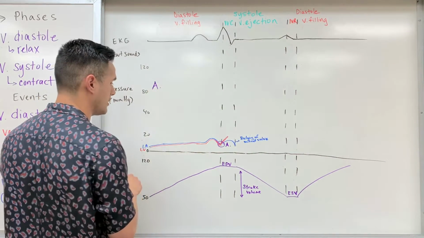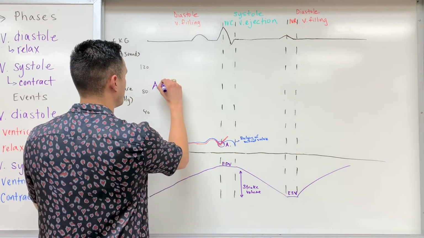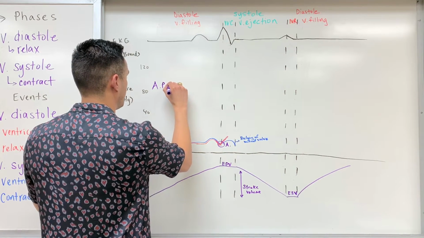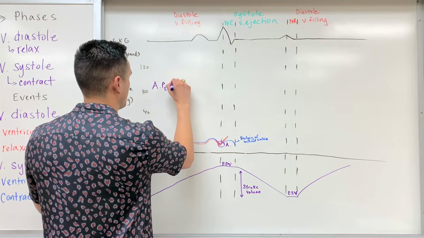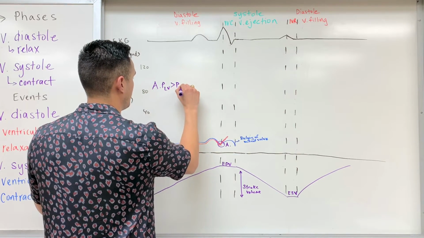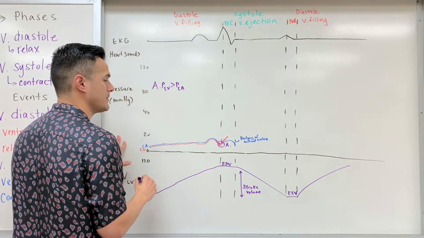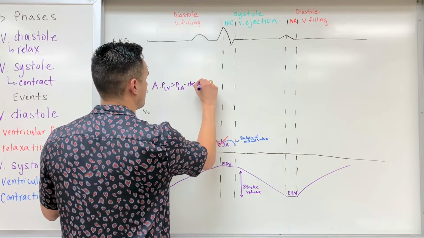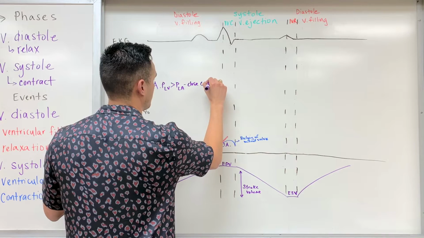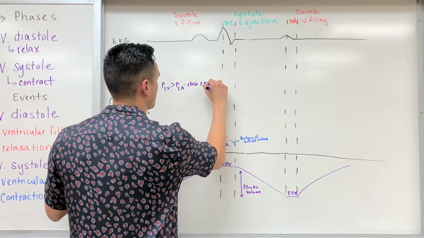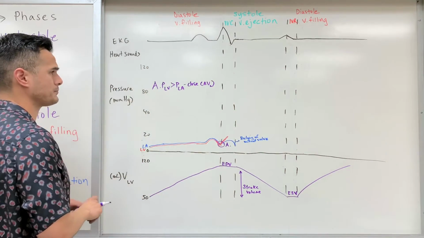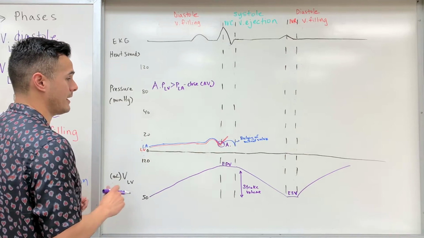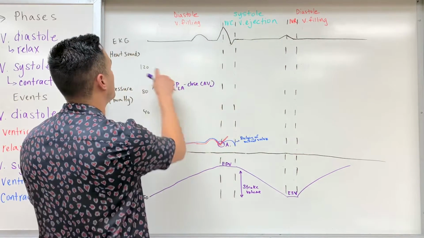We've talked about this earlier. So when the pressure in the left ventricle is going to be greater than the pressure in the left atrium, what's going to happen to the AV valve? The AV valve is going to close. So close of the AV valve, the left AV valve more specifically. So the closing of the left AV valve, what that results is our first heart sound.